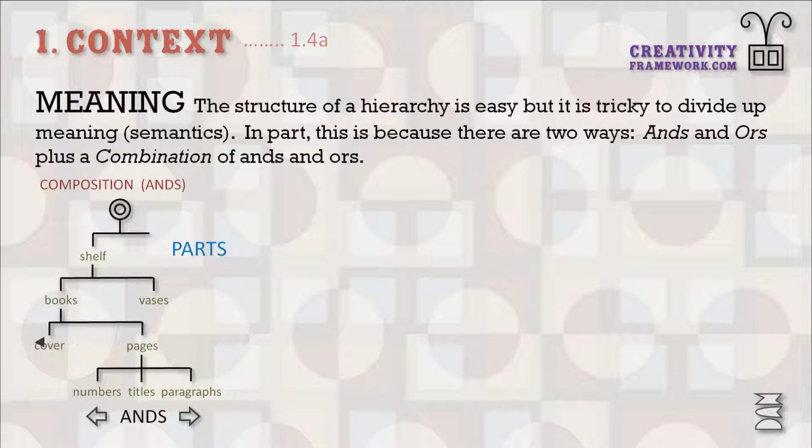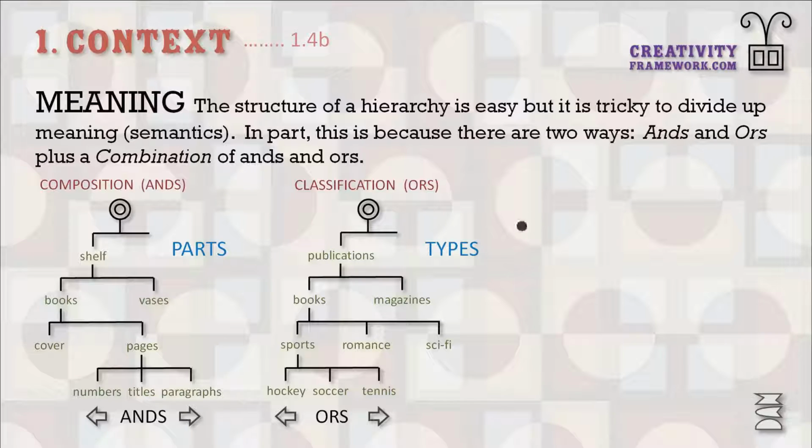Okay, so that's ands, whereas we go across, it's ands. But we can also read a hierarchy or create a hierarchy as ors going across. So this is classification, types of things. Of the types of publications, we have books and magazines. Those are different things. And then we also have sports and romance and sci-fi types of books. And of types of sports, there's hockey, soccer, tennis. So we either play hockey or soccer or tennis. We don't do all of them. But we don't say that pages are made up of numbers or titles or paragraphs.